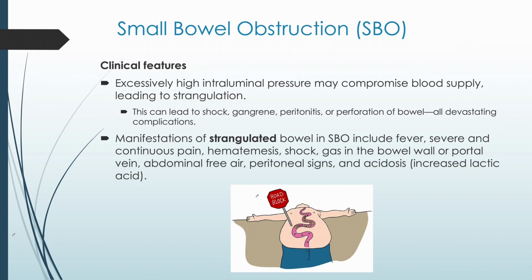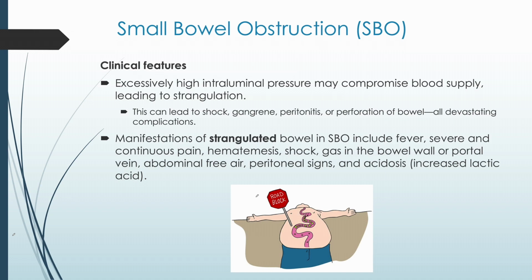Like we said before, you have to be on your toes when it comes to small bowel obstruction. The vast majority of these are fairly benign, and even some of them can be managed non-surgically, but you always have to kind of be on your toes looking for those signs of incarceration or strangulation of the bowel, because this can lead to shock, gangrene, peritonitis, perforation, and sepsis and death.